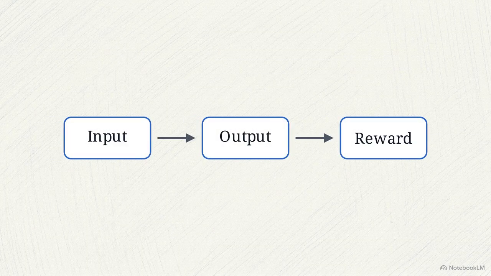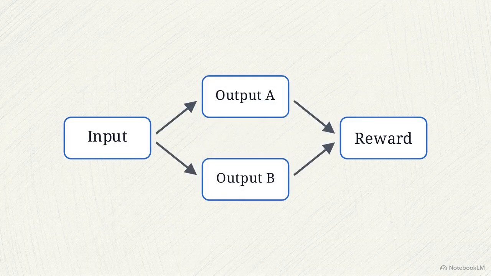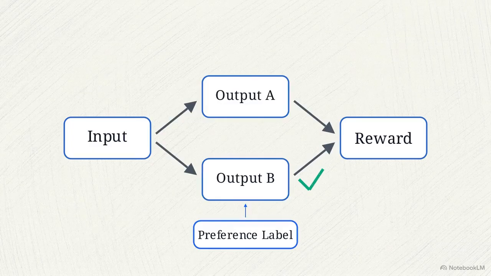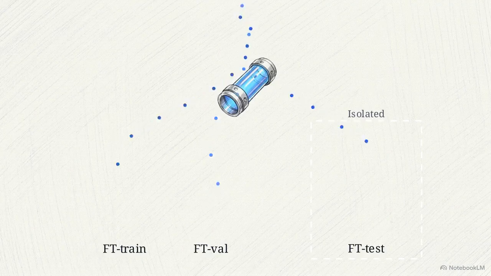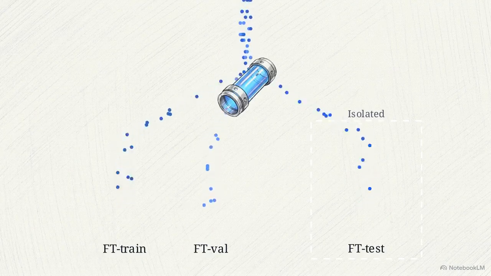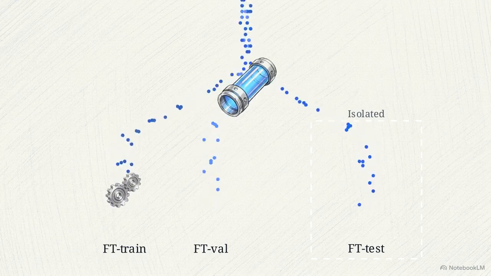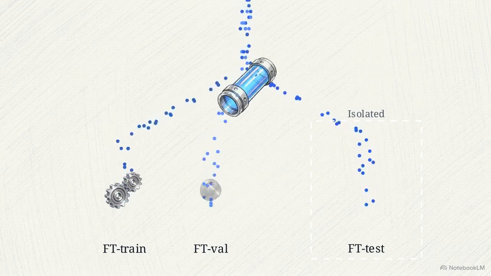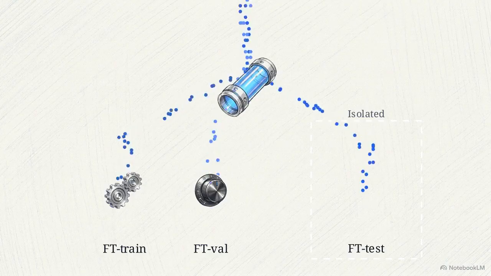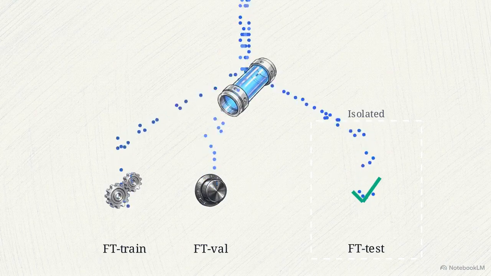In reinforcement learning from human feedback pipelines, this tuple can expand to include multiple model outputs and a label indicating which response is preferred. But regardless of whether you train on pairs or tuples, the entire dataset must be rigorously partitioned. We segment the data into a training set to update neural weights, a validation set to tune hyperparameters, and an isolated test set to evaluate final performance.